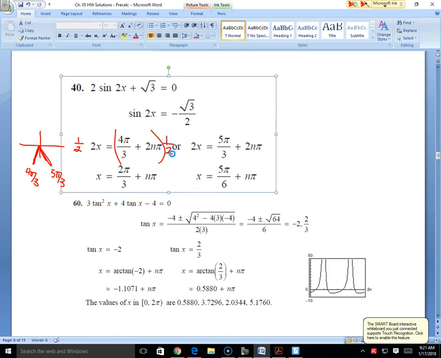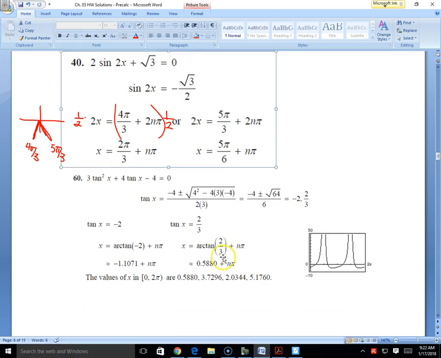Multiply by 1/2, the 2 and 4 reduce to be 2 pi over 3. The 2 and the 2 reduce to be pi n or n pi, either way. You do it to the other side as well. So this guy times 1/2 is 5 pi over 6 times 1/2, which is pi n. Super similar to what we did yesterday.